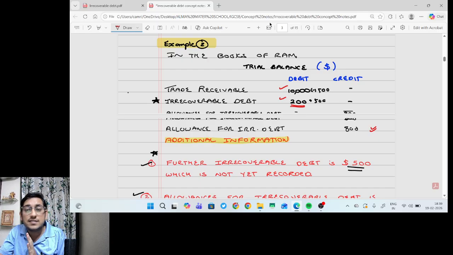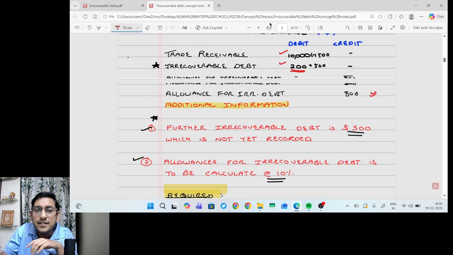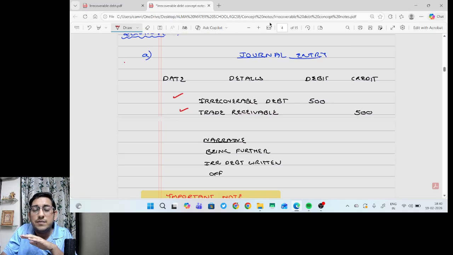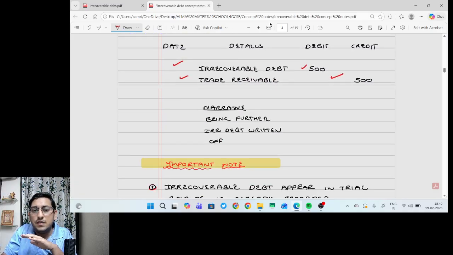I hope now you understand. For irrecoverable debt given in the trial balance, there is no need to pass a journal entry, because it comes in the trial balance as its ledger has already been prepared. And how was the ledger prepared? By passing the journal entry. So irrecoverable debt given in the trial balance is already adjusted, but for irrecoverable debt given in additional information, we have to pass the journal entry: irrecoverable debt account debit, trade receivable account credit.